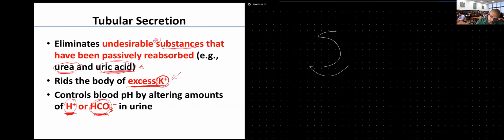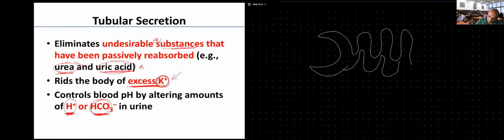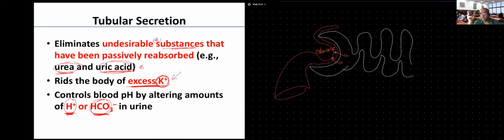This is my Bowman's capsule. Those are my proximal convoluted tubules on here. My question, are you able to filter glucose? Can the glucose move from the blood to the Bowman's capsule? Yes or no? Can you filter glucose normally?